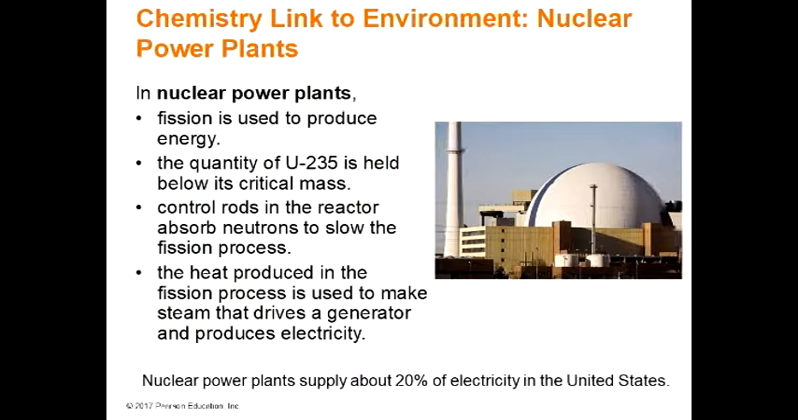So it's basically heating the steam better than heating it with fossil fuels. That's what nuclear power plants do. Okay, nuclear power plants supply about 20% of electricity in the United States. So 80% is fossil fuel. And by the way, power plants run less than 50% efficient.